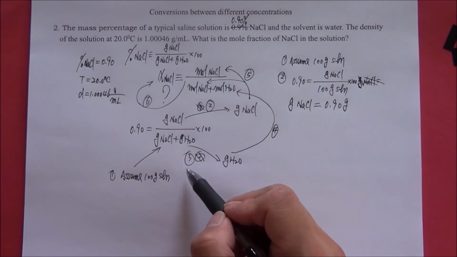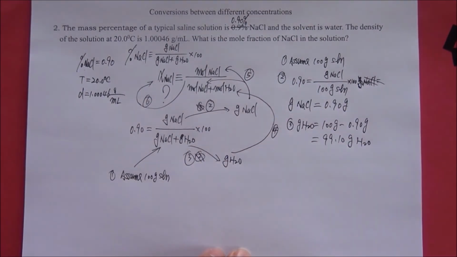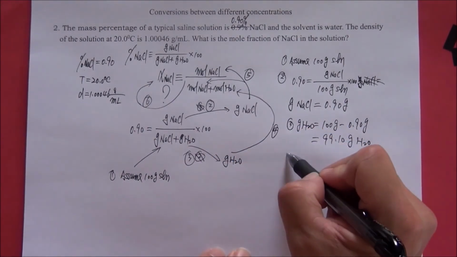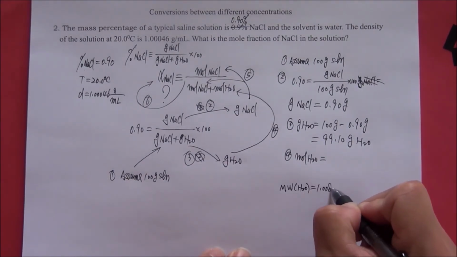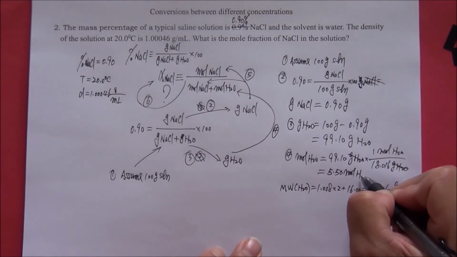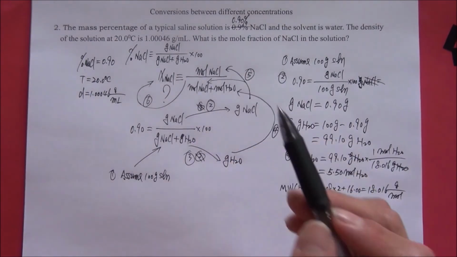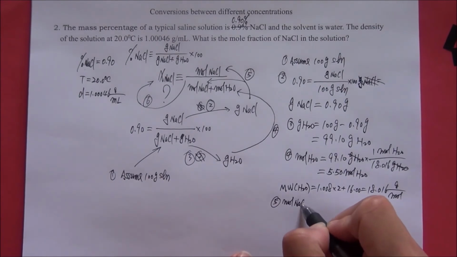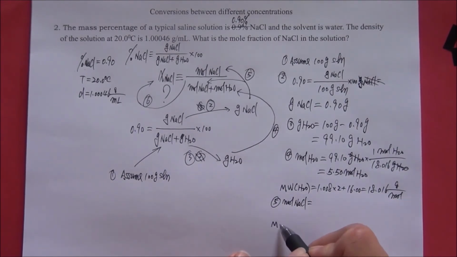Step 3. We will calculate the mass of water. Step 4. We will convert the mass of water to moles of water. We need to calculate the molar mass of water. Step 5. We will calculate the moles of sodium chloride from the mass of sodium chloride. Similarly, we need to calculate the molar mass of sodium chloride first.